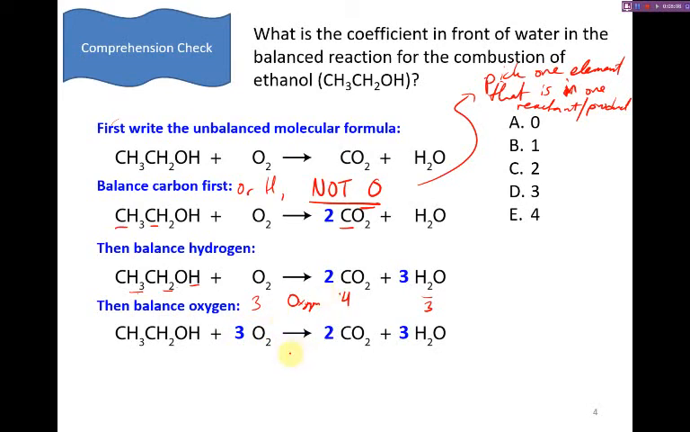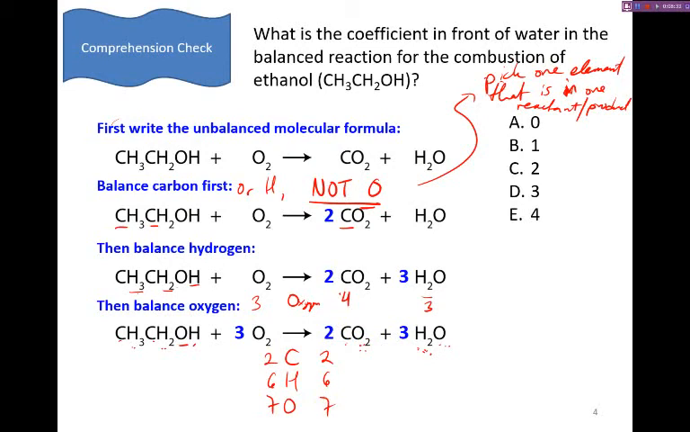So now we can double check. Look at the carbon, hydrogen, and oxygen on both sides. We've got 1, 2 carbon, 1, 2 carbon. Hydrogen has 1, 2, 3, 4, 5, 6. 1, 2, 3, 4, 5, 6. And oxygen is 1 plus 6 is 7. And then 1, 2, 3, 4, 5, 6, 7.